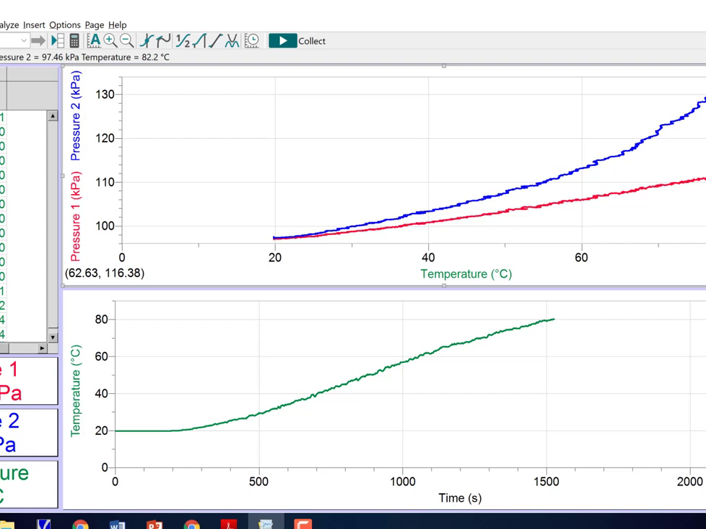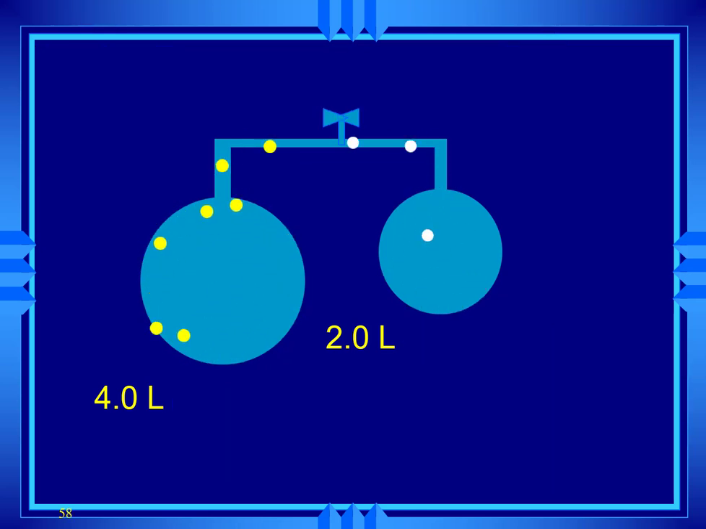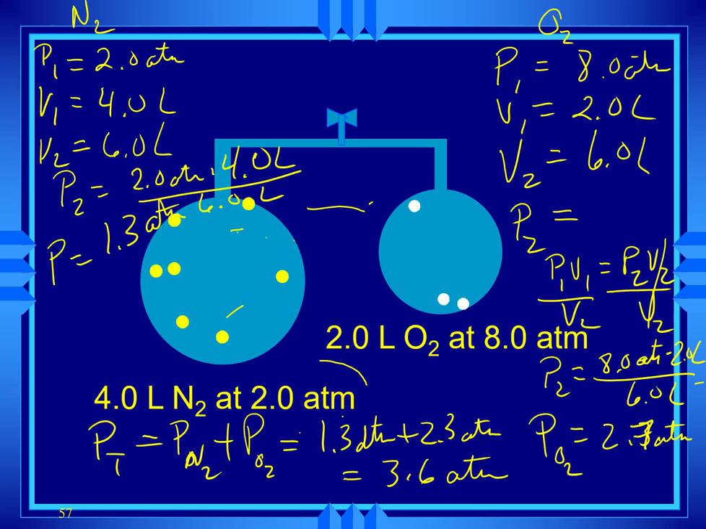So let's go back to Amy's question, though. 2.6. Did I do badly? So on pressure of oxygen, 2 times 8 is 16. Divided by 6 is 8 divided by 3. 8 divided by 3 is 2 2/3, so it should be 2.7. You're right, because you do 2.66. And that changes my answer to 4.0.